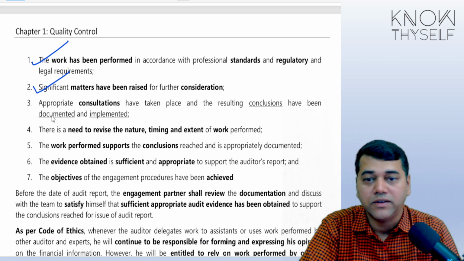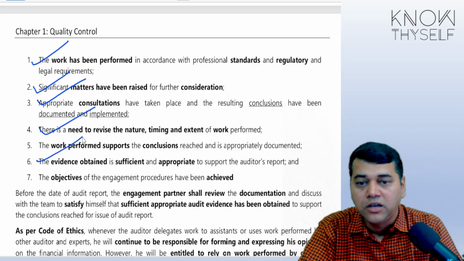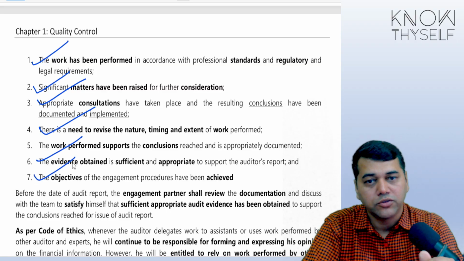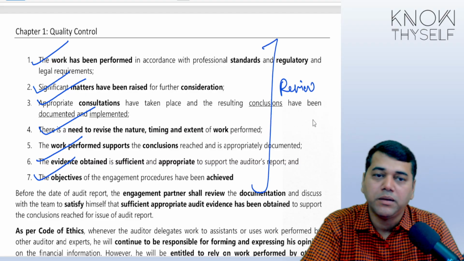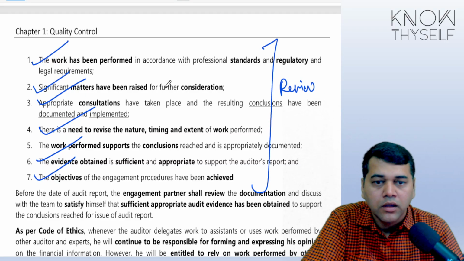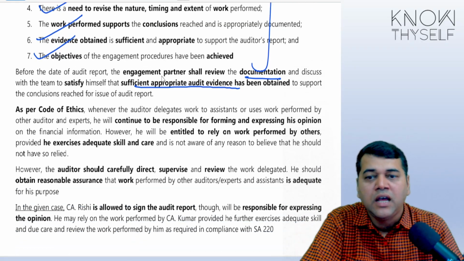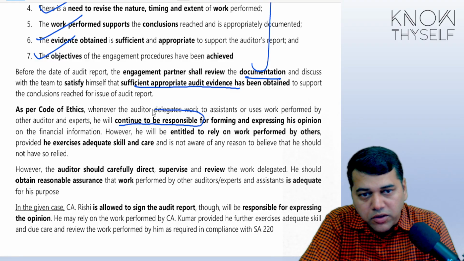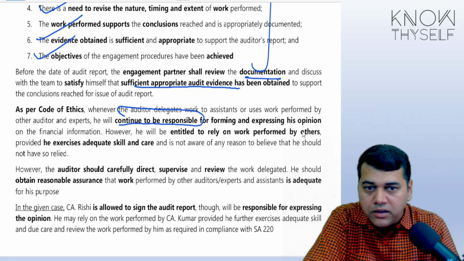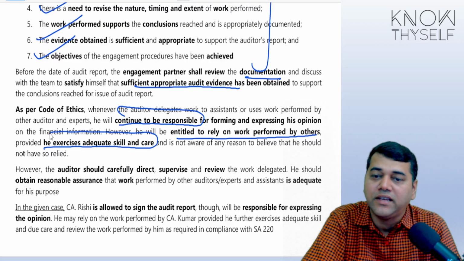So the auditor has to see whether appropriate consultation has happened, whether the nature, timing and extent of the work is done, and whether evidence is sufficient and appropriate. These are all the aspects the engagement partner has to review. They have to check whether documentation has been done, sufficient appropriate evidence is obtained, and as per the code of ethics, the partner who is going to sign will be responsible for expressing the opinion. He is entitled to rely on the work performed by others, but he has to exercise skill and care.